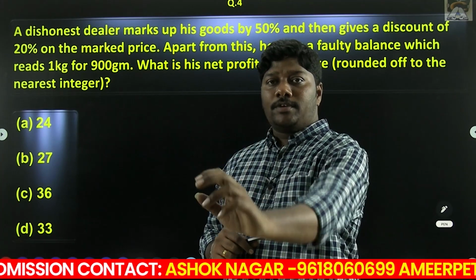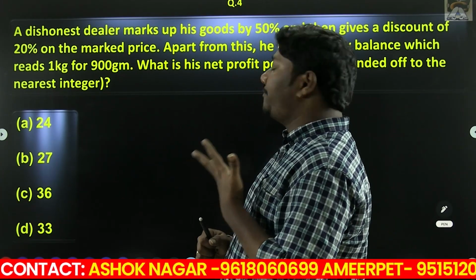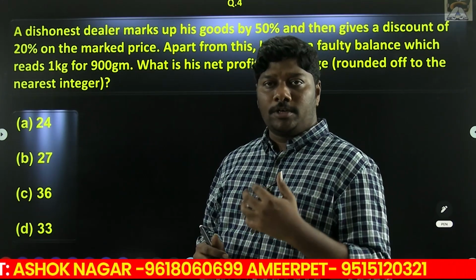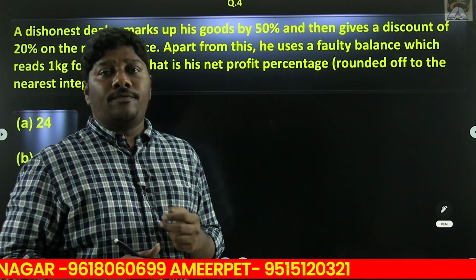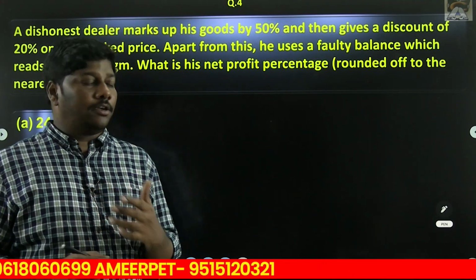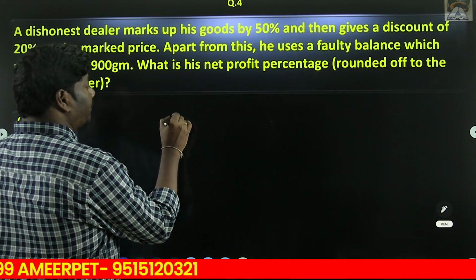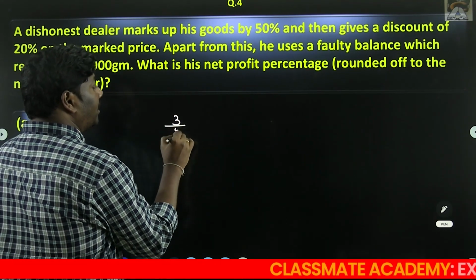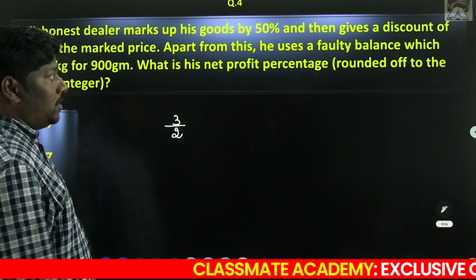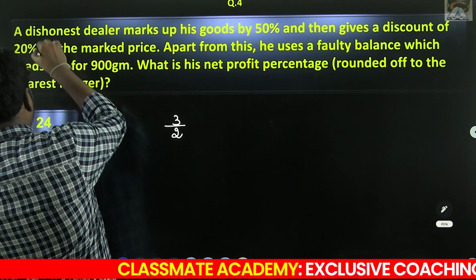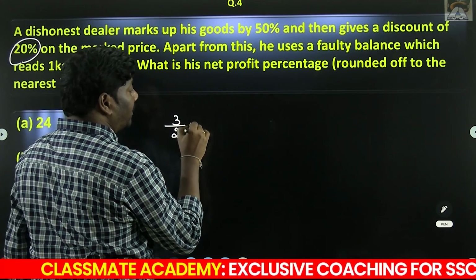Now, see, first of all, he is increasing it by what? 50%. 50% increase. We are going to do it in terms of fractions. 50% increase means you multiply a number by 3 by 2, 150 by 100. You are giving a discount of 20%. 20% discount means 4 by 5.